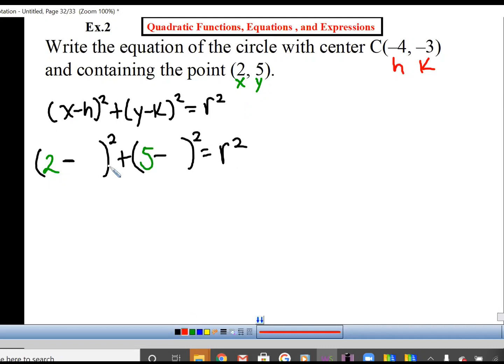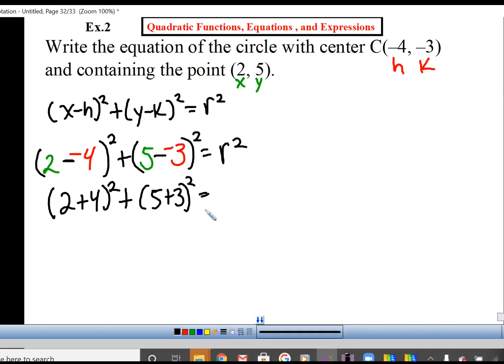H is -4, and k is -3. Let me simplify. You're just paying attention. You'll copy a little bit. Here we go. Parentheses, we got 2, negative times a negative is a +4 squared, plus 5, negative times negative is a +3 squared equals r squared.